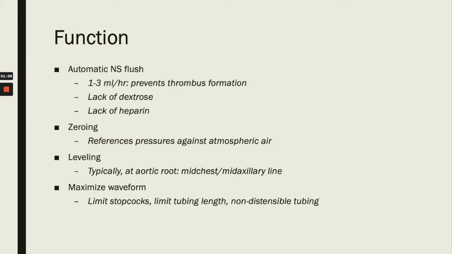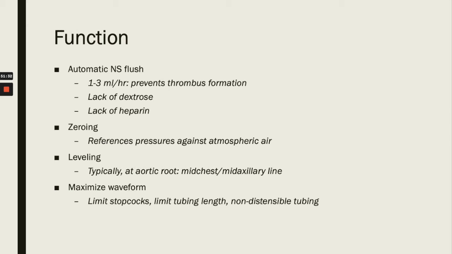So the function of our arterial line setup: it's an automatic flush system, and the patients normally get about 1 to 3 milliliters of saline per hour, and that prevents thrombus formation. There used to be dextrose and heparin included in the pressure bags, but they're not anymore. It's not necessary.